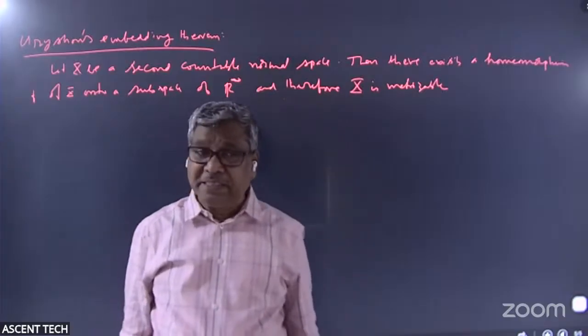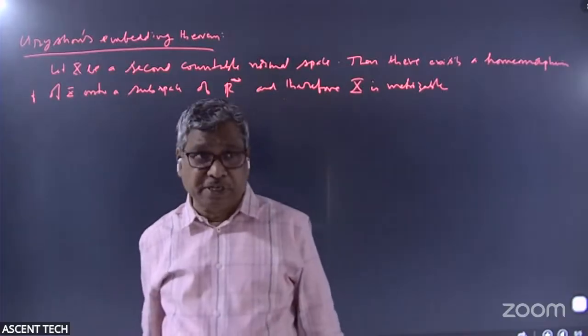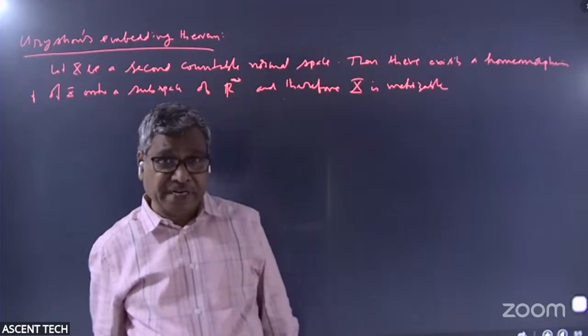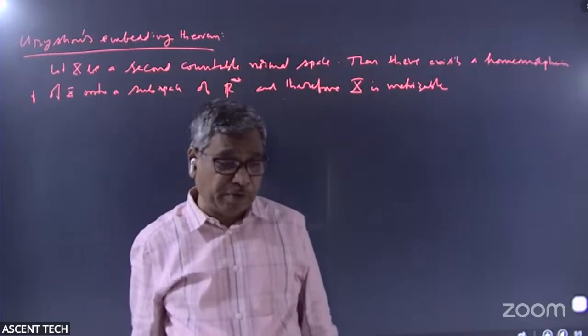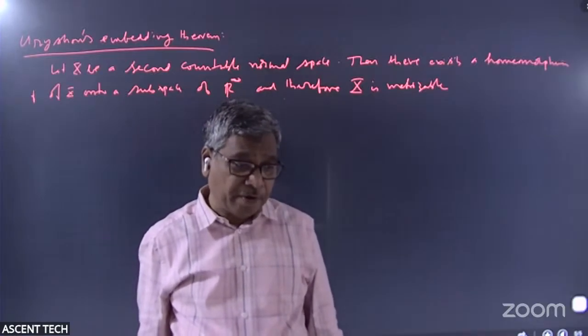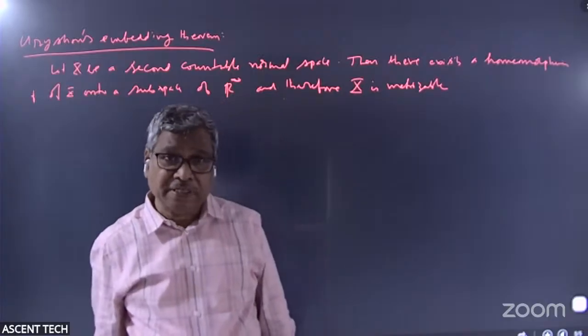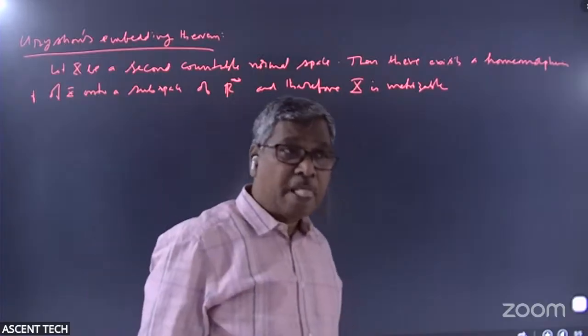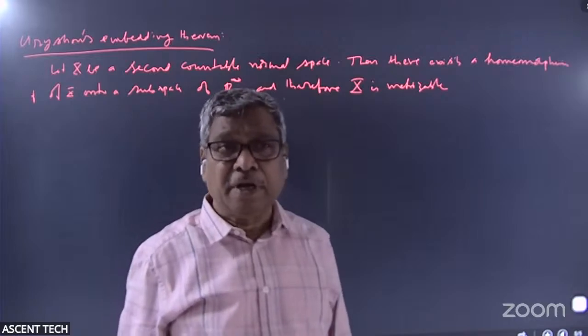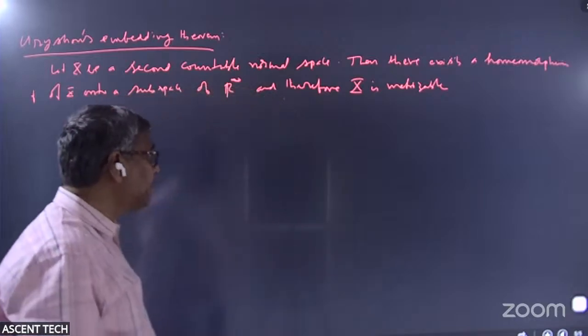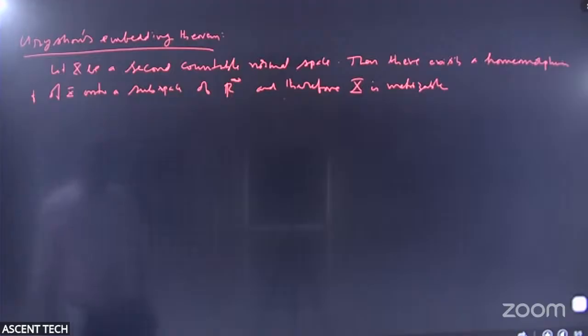I think second countability is essential. Without second countability, you don't get metrization. I will have to give you examples of normal topological spaces which are not metrizable. Second countability becomes a must. Let's see that. Proof.